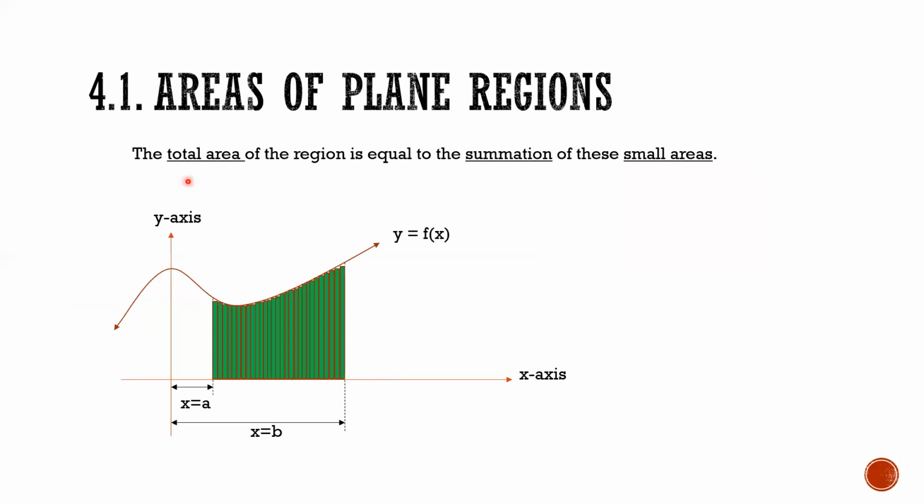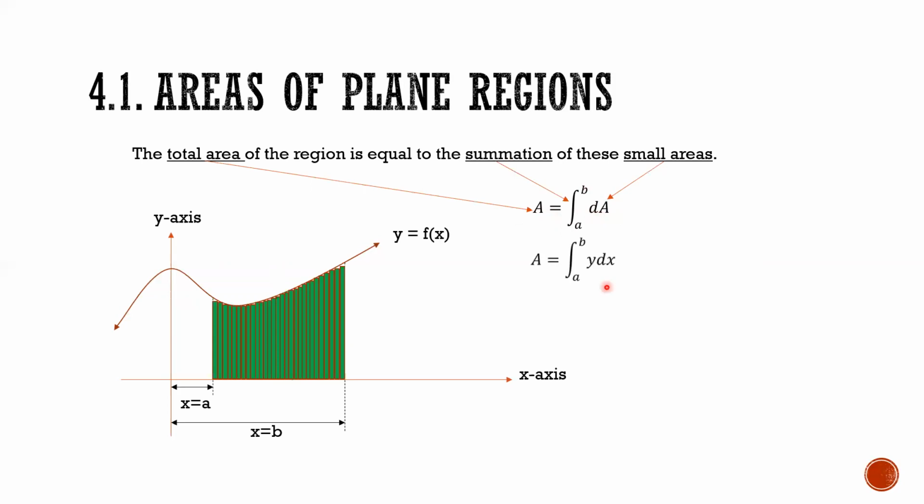Now, since our task is to calculate the total area of the region, the total area is then equal to the summation of these small areas. So we are referring to the rectangular strip with a very small width. Okay, so summation in this context would mean integration. So therefore, we could say that the total area A is equal to the integral from a to b of those small areas represented by dA.